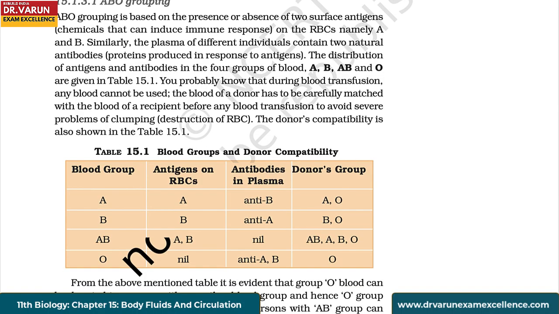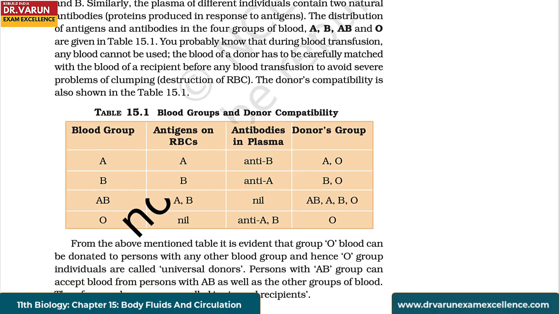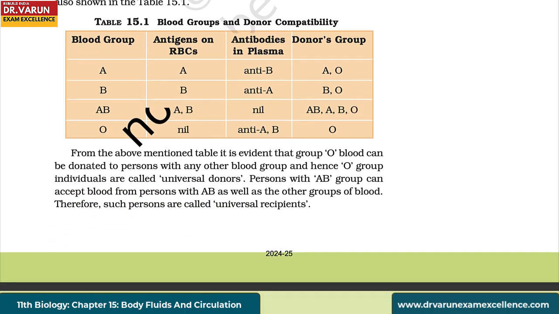table 15.1. You probably know that during blood transfusion, any blood cannot be used. The blood of a donor has to be carefully matched with the blood of a recipient before any blood transfusion to avoid severe problems of clumping leading to destruction of RBCs. The donor's compatibility is also shown in the table 15.1.